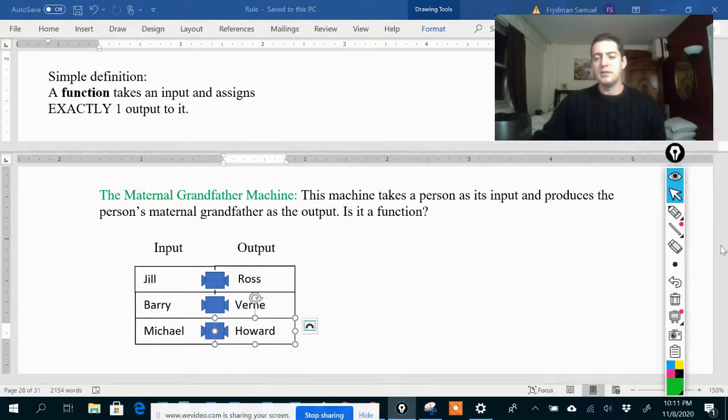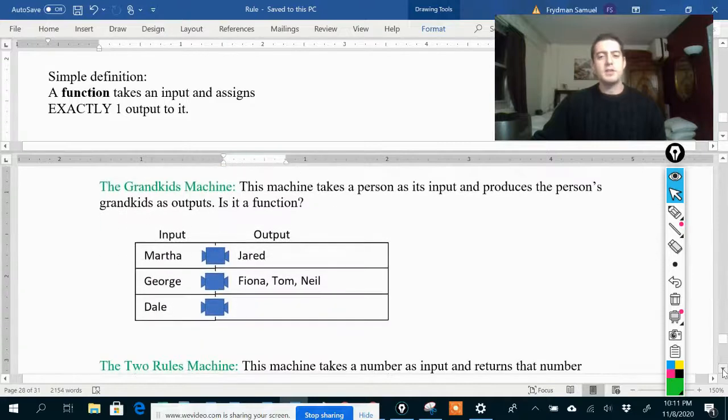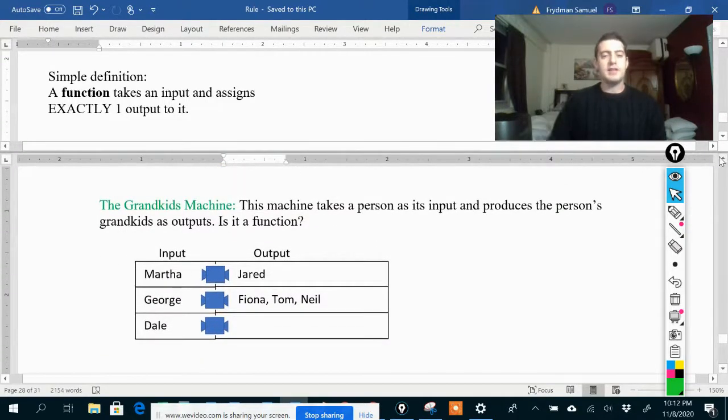Let's look at the next machine. And this is called the grandkids machine. This machine takes a person as its input and produces the person's grandkids as outputs. Is it a function? Well, let's see. If I put Martha in there, Martha, I put her in the machine, and then it spits out Jared. Okay, so Jared is Martha's grandkid. So far, so good. But what if I put George into the machine?